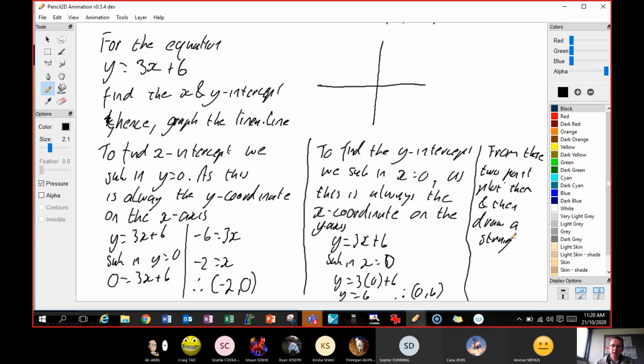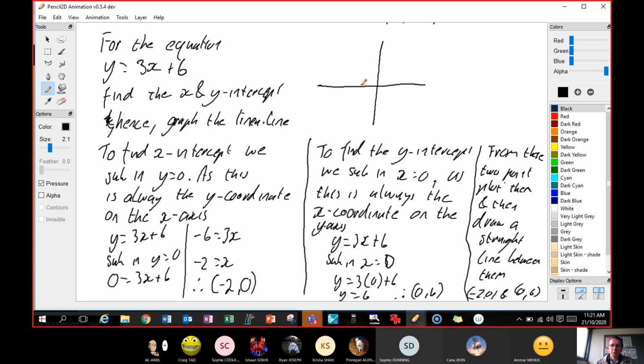Now, why do we know it's a straight line? Because it's a linear equation. So that's what we do. We have 2 coordinates. We've got (-2, 0), and we've also got (0, 6). So now I can put those on.